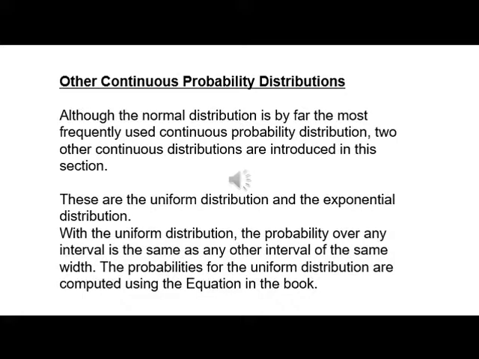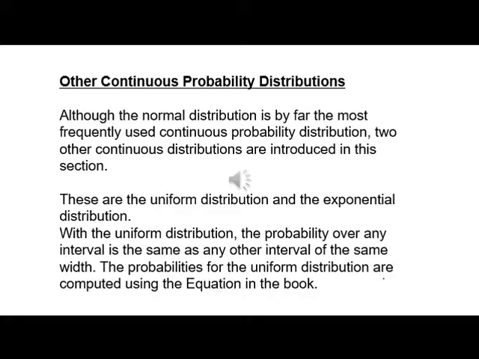Other continuous probability distributions. Although the normal distribution is by far the most frequently used continuous probability distribution, two other continuous distributions are introduced in this section. These are the uniform distribution and the exponential distribution.